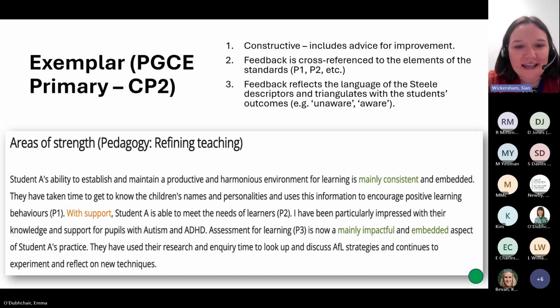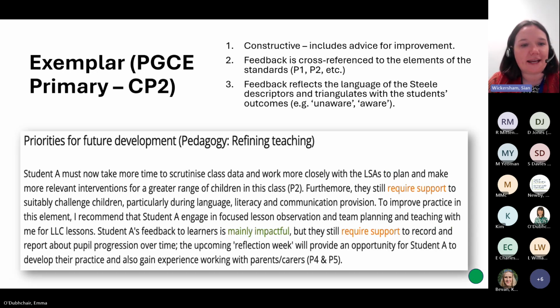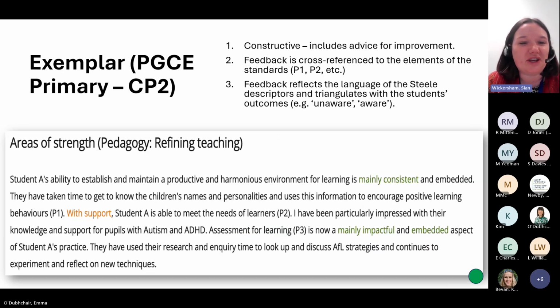Okay, so hopefully you've had a chance to read through and you can notice, I think it's 4 or 5 sentences here. So we're not expecting you to write a whole essay for each of these sections. So a few sentences. And the first thing is make sure that it's constructive and it includes this advice for improvement. So it kind of names some of the things that the student teachers are able to do, but also makes some suggestions or says some of the things that actually they need to do next.